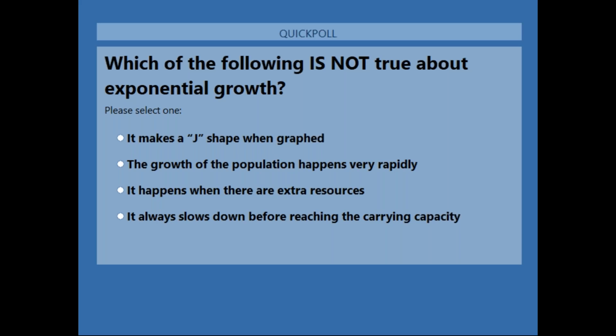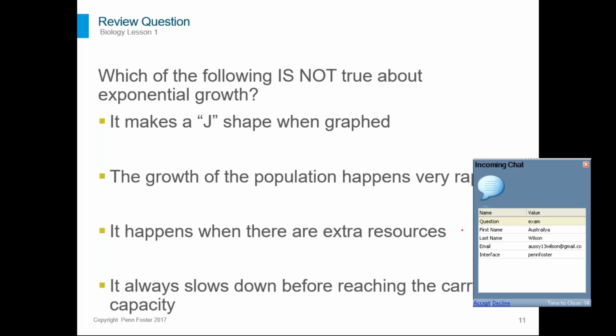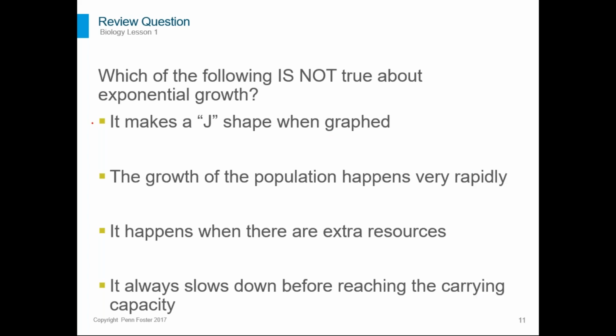Okay, so it looks like several of you voted. Good job. Close the poll. So I'm glad to see that nobody selected these first two because they're definitely not it. So it makes a J shape when graphed. That is true. It does make a J shape when graphed. It happens very rapidly. That's true. Now, some people did select this third one. It happens when there are extra resources.